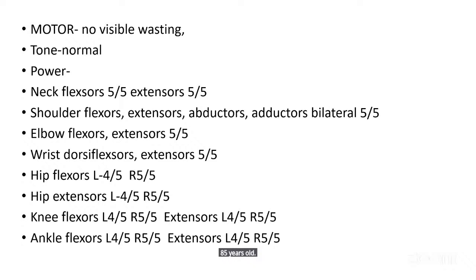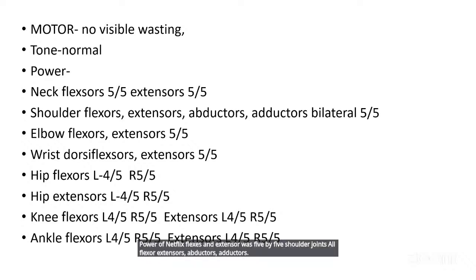Power: neck flexors and extensors were 5/5. Shoulder joints, all flexors, extensors and abductors were 5/5.